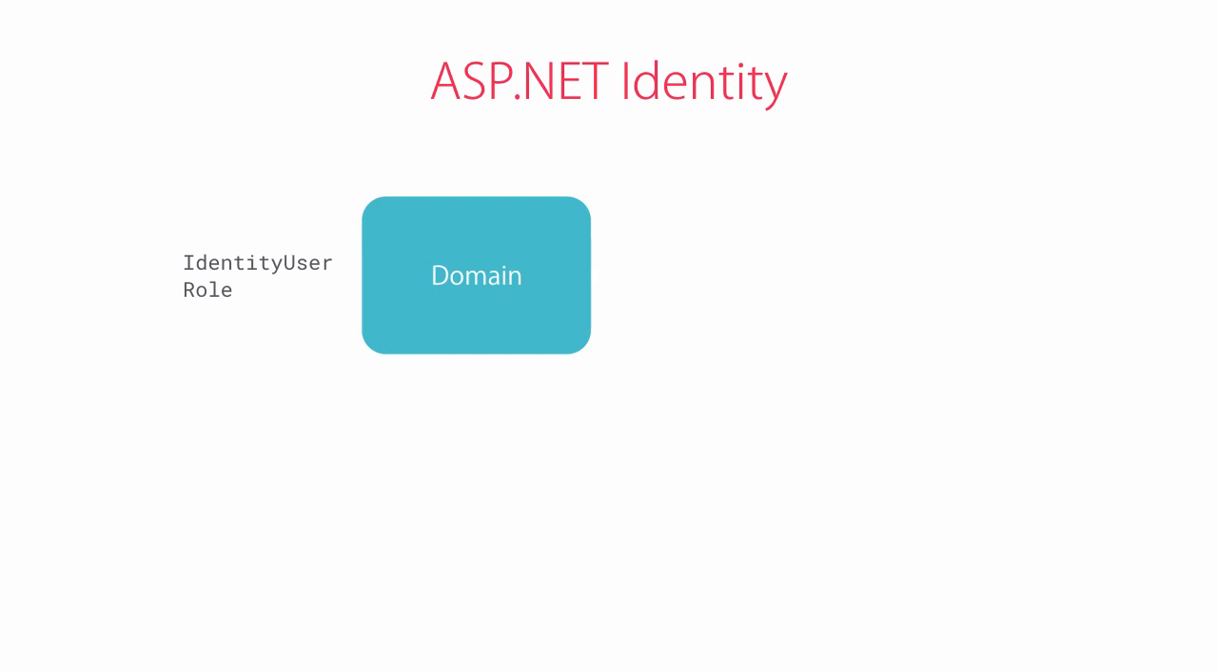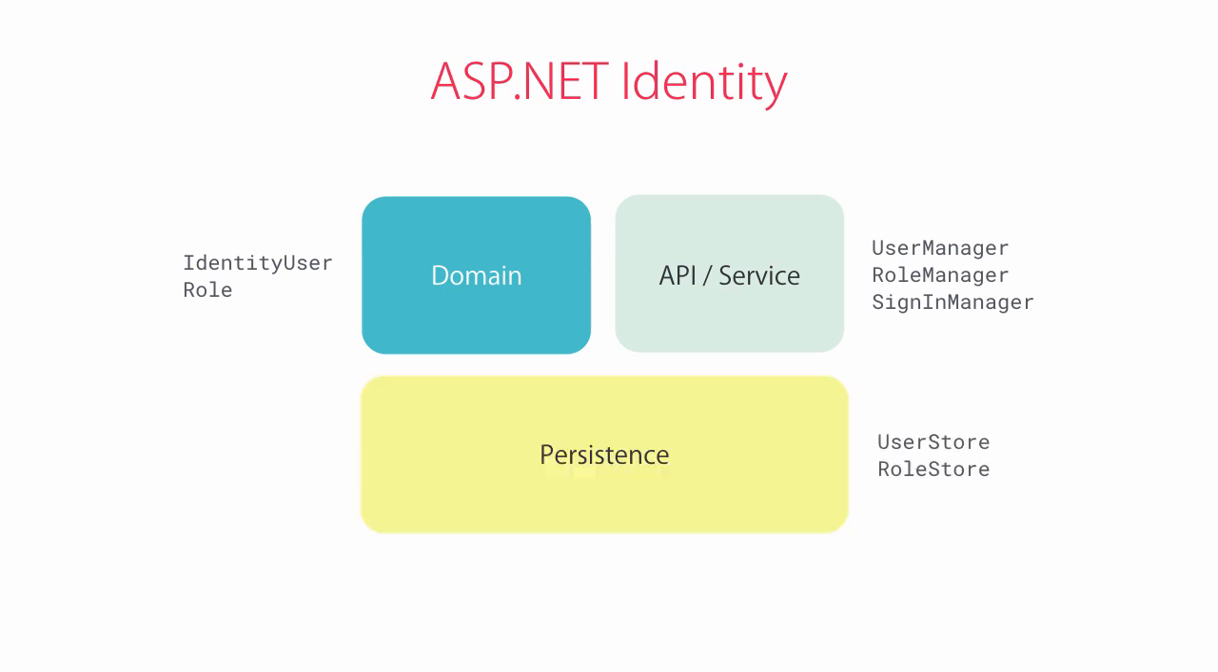Now, in terms of architecture, ASP.NET Identity has a number of domain classes like Identity User and Role, and it provides a simple API to work with these classes. The API consists of classes like User Manager, Role Manager, Sign-in Manager, and so on. These classes internally talk to another group of classes like User Store and Role Store, which represent the persistent store for ASP.NET Identity. Now, ASP.NET Identity provides an implementation of this persistent store using Entity Framework and a relational SQL database. But you can also plug in your own implementation of a persistent store, like a NoSQL data store.